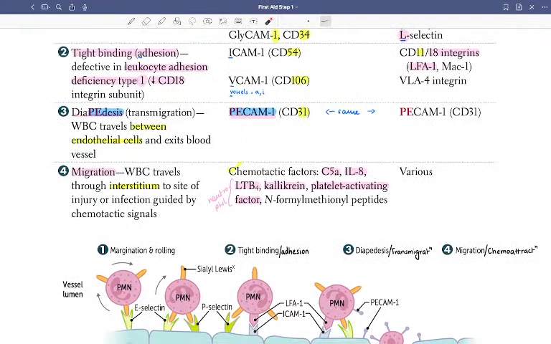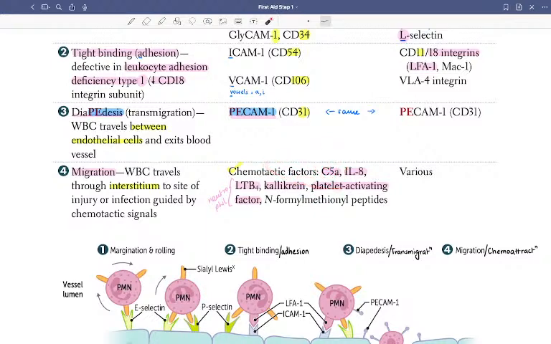Diapedesis, transmigration. Here we have PECAM. First was ICAM, VCAM; here is PECAM, CD31. PECAM-1, same. For migration we have C5a. Okay, C5a, very important.